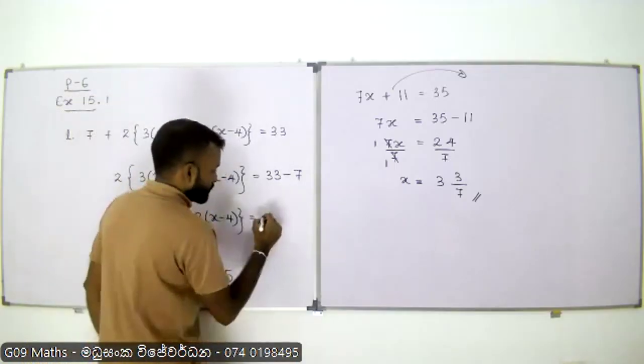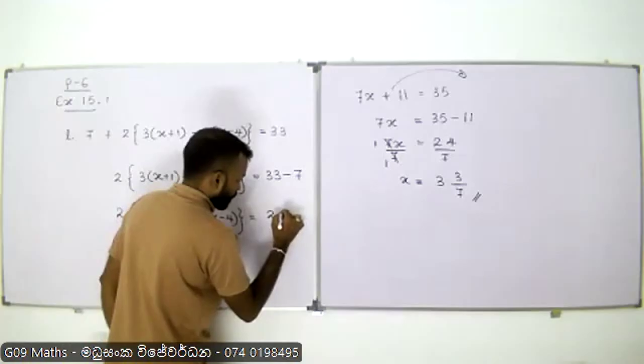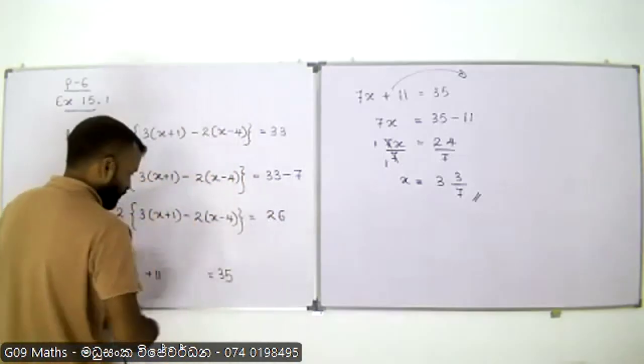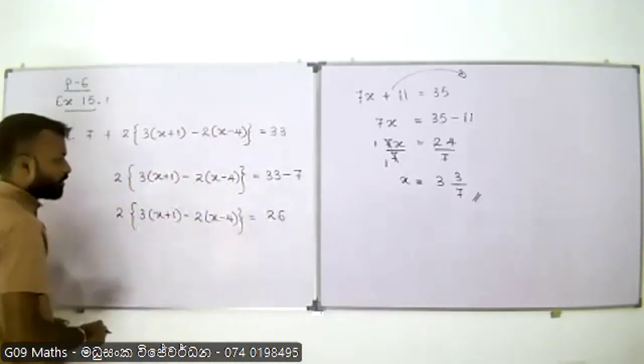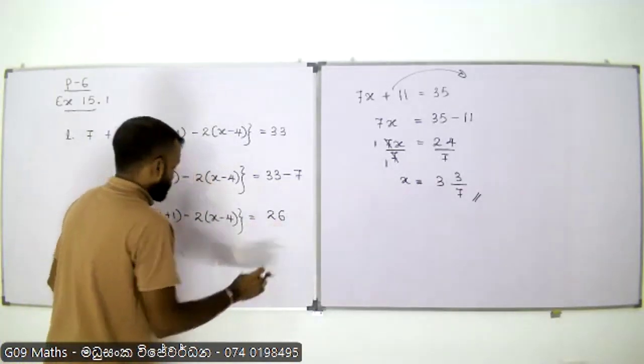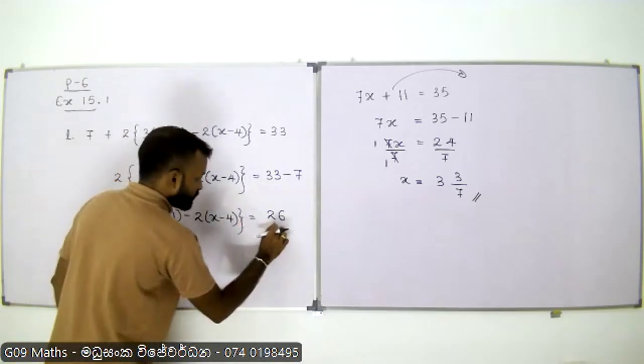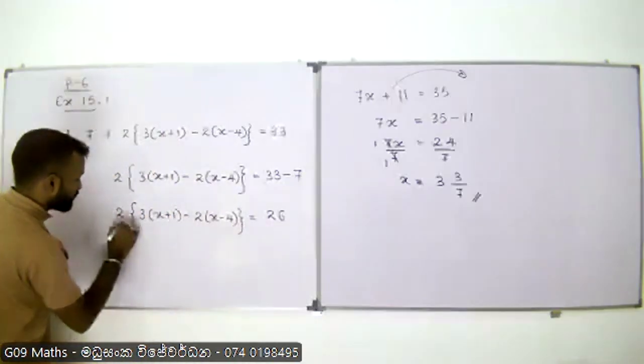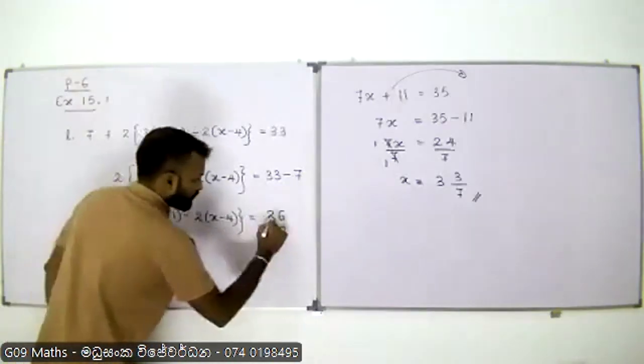26, right? 26. Okay, so I will clear this part. Now, 2 times apple equals 26. So I am going to divide both sides by 2, so that I can remove 2.